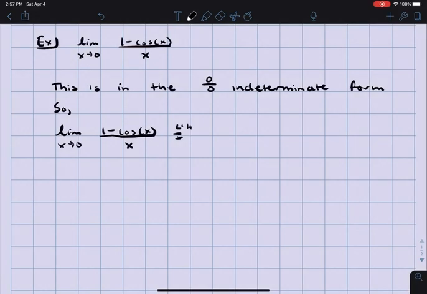Okay, so to use L'Hopital's, all we have to do is take the limit as x goes to 0 of the quotient of the derivatives of the top and bottom. The derivative of the top is simply sine of x. The derivative of the bottom is simply 1. So this is equal to the limit as x goes to 0 of sine of x over 1, which is 0. So we were right when we guessed that the limit was 0 back when we were looking at the graphs.